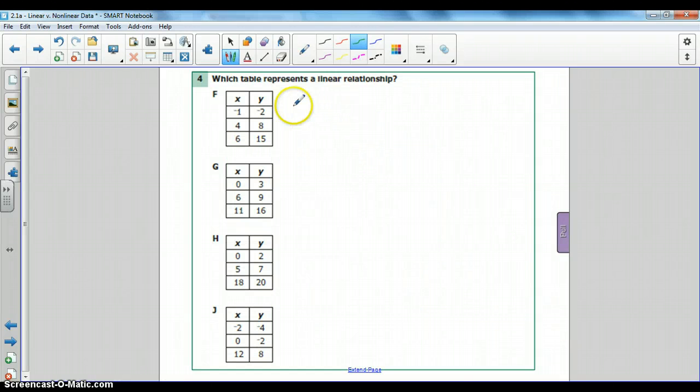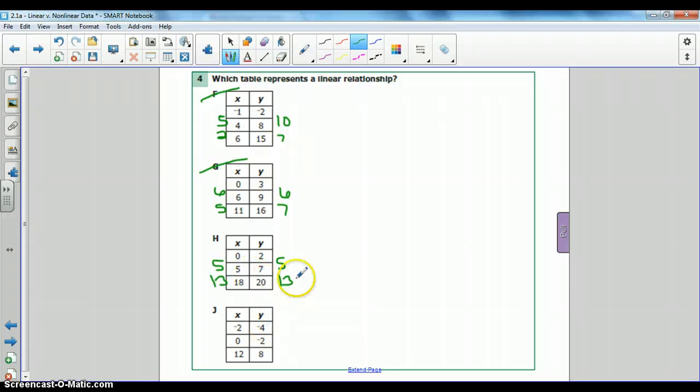Okay, same kind of question. To get from -2 to 8, we would have added 10. Then we would add 7. Here we added 5, and we added 2, so that's not constant. Here we change by 6, and then we change by 7. Here we change by 6, and then we change by 5. Here we change by 5, and then we change by 13.